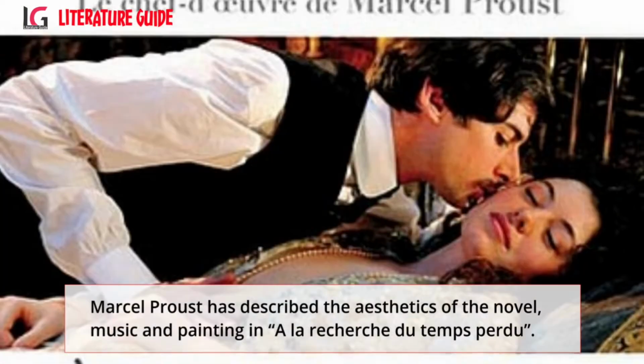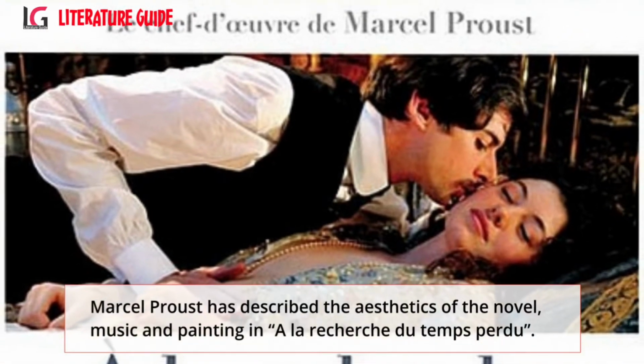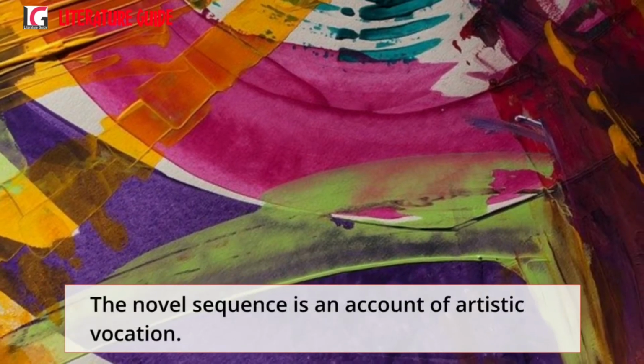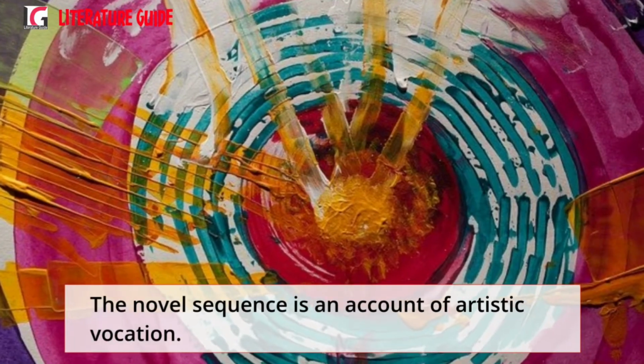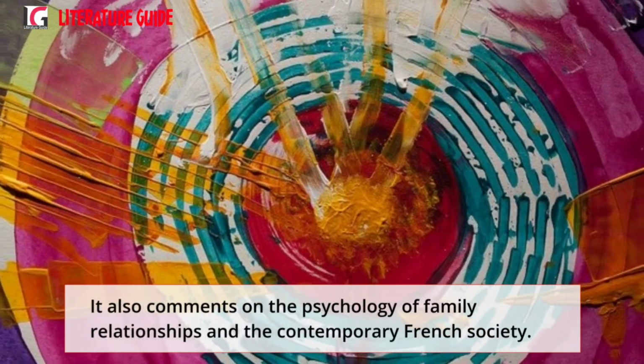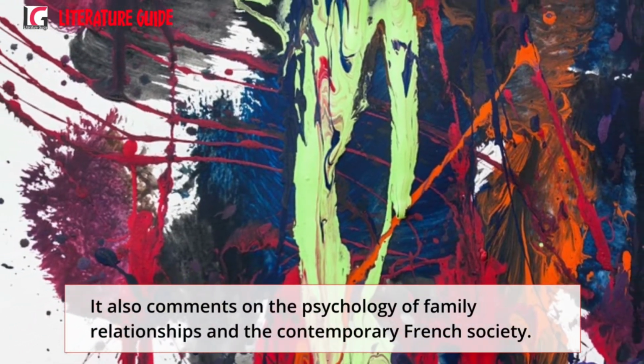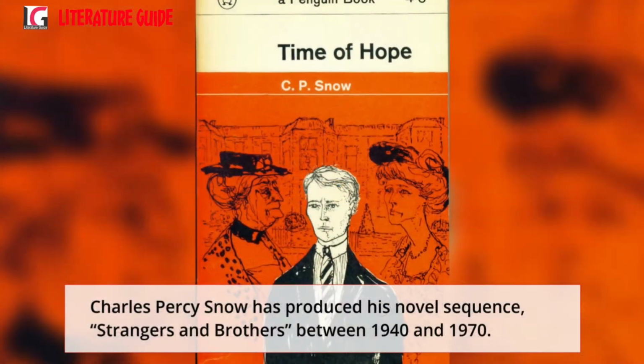Marcel Proust has described the aesthetics of the novel, music and painting in À la recherche du temps perdu. The novel sequence is an account of artistic vocation. It also comments on the psychology of family relationships and the contemporary French society.